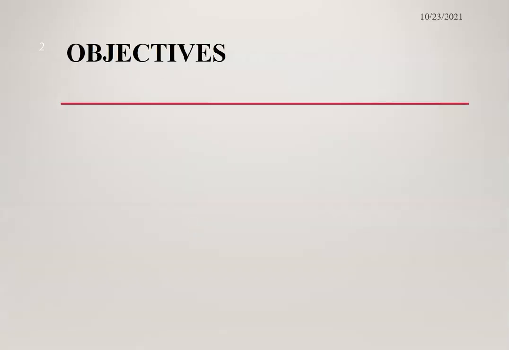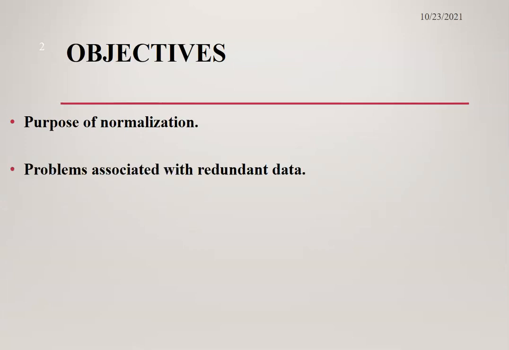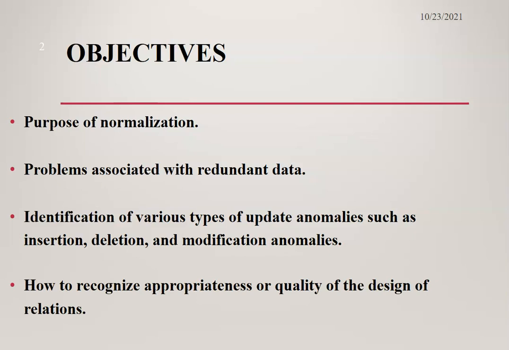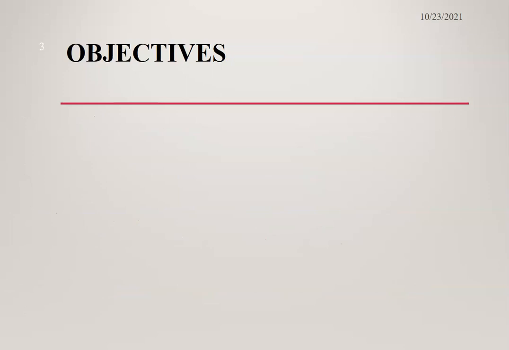Part of the objectives of what we are going to discuss is we're going to look at the purpose of normalization, the problems that are associated with redundant data, then identification of various types of update anomalies such as insertion, deletion, and modification anomalies. And then we shall look at how to recognize appropriateness or the quality of the data of the design for the relations. We'll not stop at that.